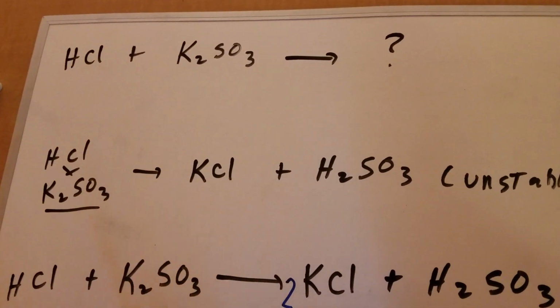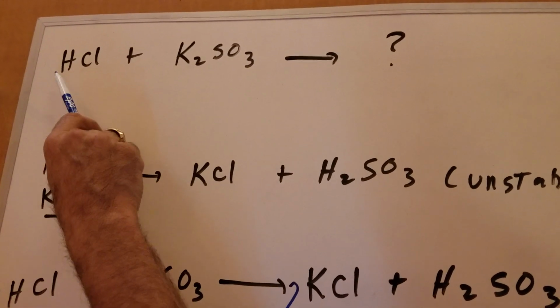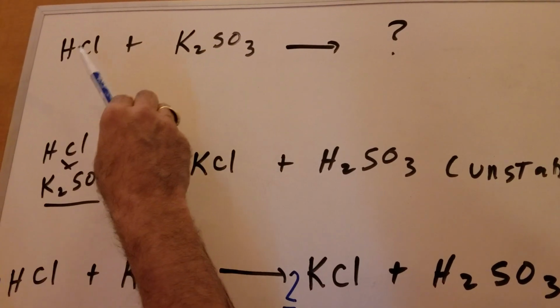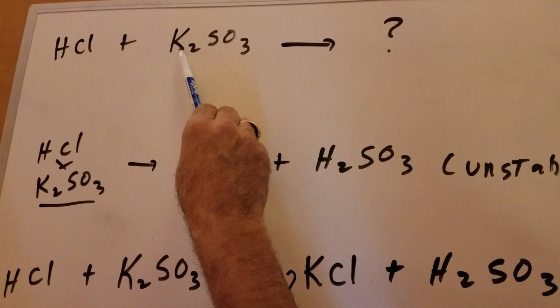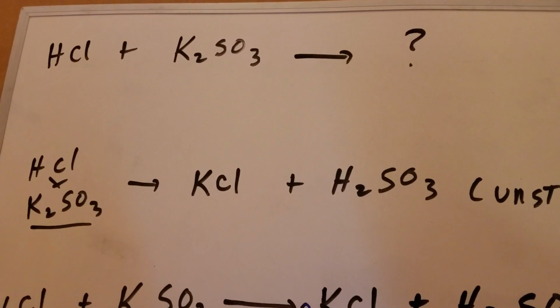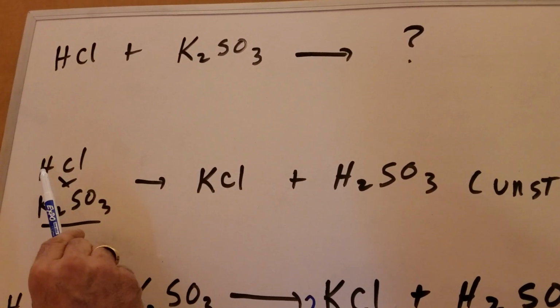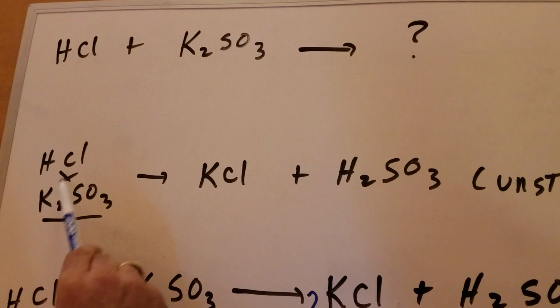Say we have HCl, and we have K2SO3. So we have hydrogen chloride here, or if it's aqueous, we'll call it hydrochloric acid, and then this is potassium sulfite. Now, what we're going to do to predict the products in Gen Chem is very easy. You simply put them under each other and crisscross.